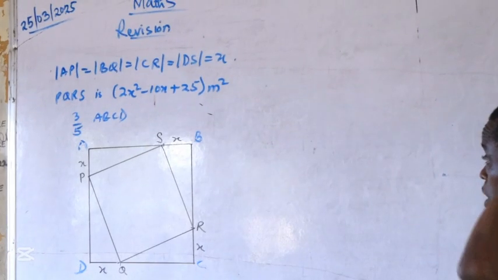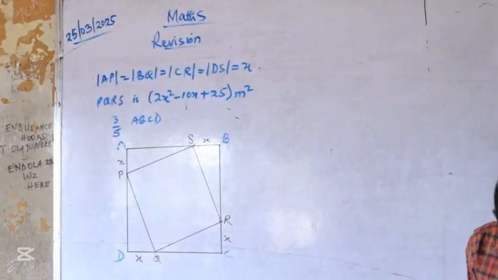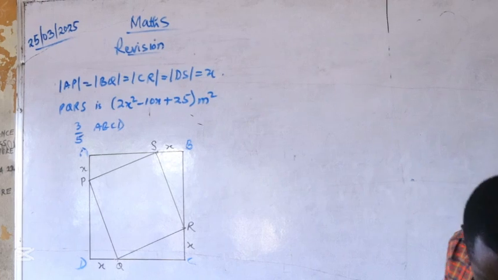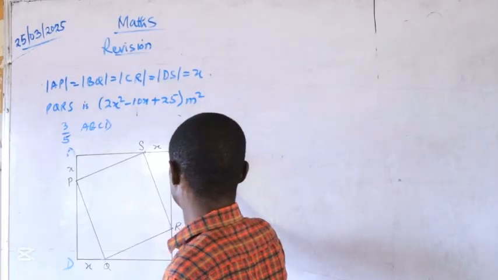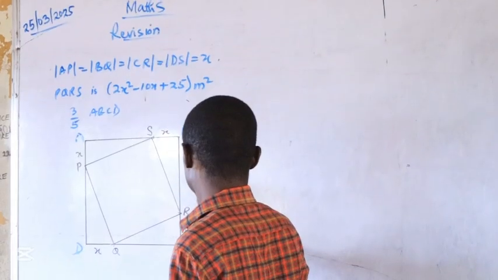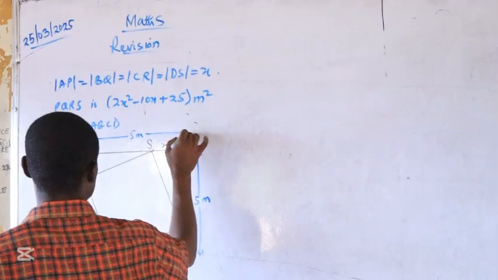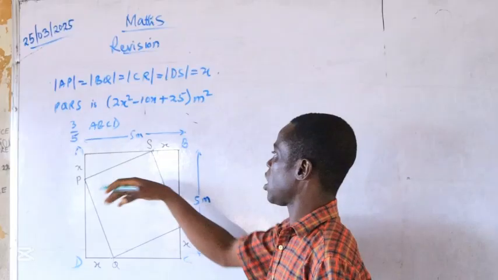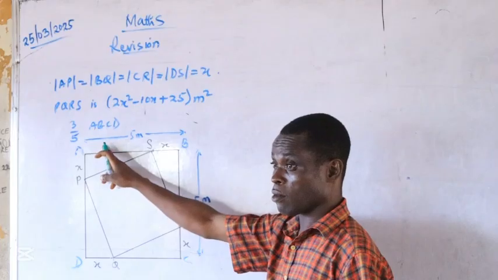Then how are we now going to do this? So we have been told in the question that the length of that ABCD is 5 meters. That square is of side 5 meters. From here to here, this is 5 meters. This is also 5 meters. Now, if you know that this length here is 5 meters and this one is x, this one alone is 5 minus x. Are you with me now?